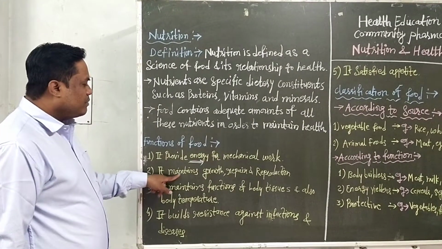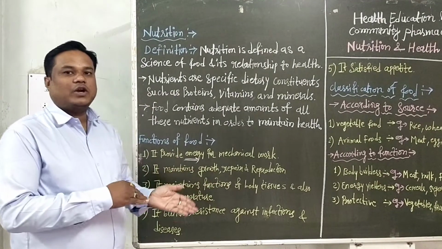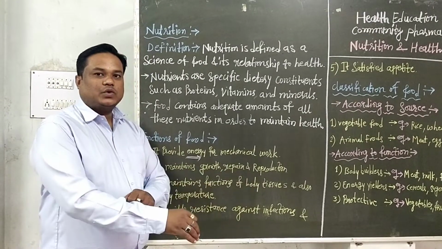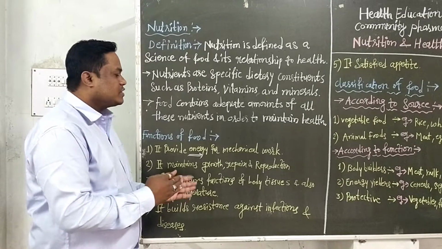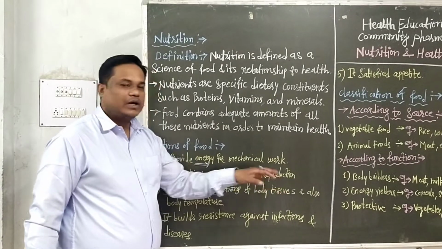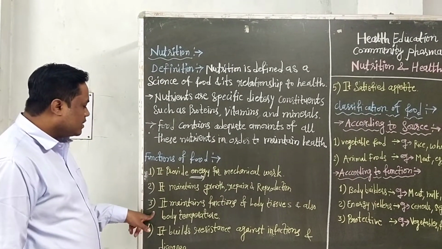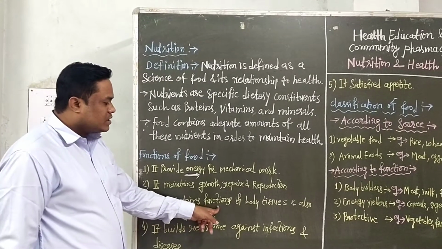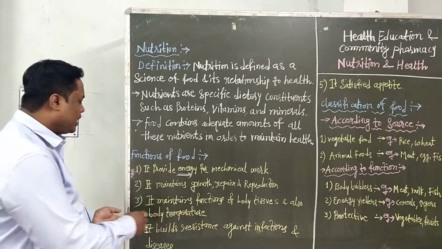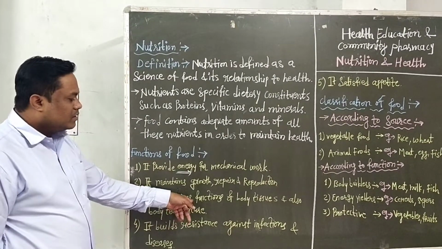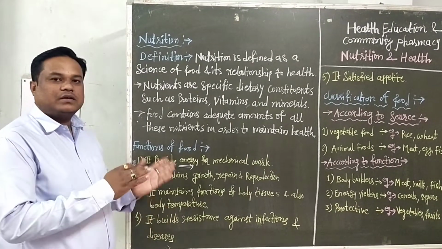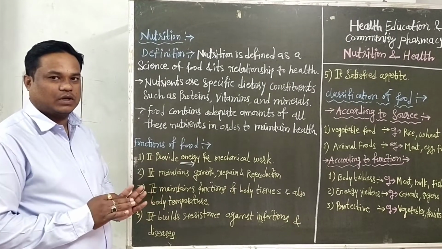Then second, it maintains growth, meaning proper development of the anatomical and physiological condition of the body. Second, repair, meaning to bring functions back to normal. And third, it is used for reproduction, which is essential. Then it maintains the functions of body tissues and also body temperature, to maintain the temperature of the body for normal functioning.